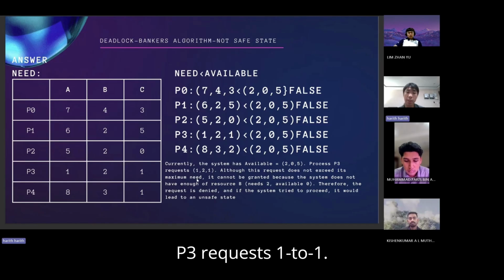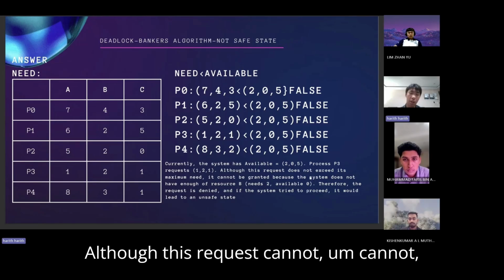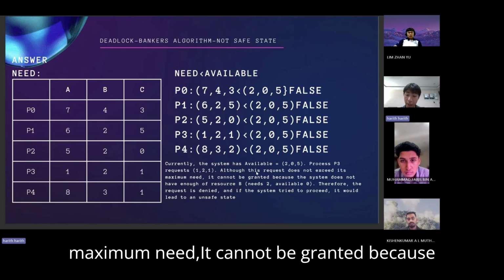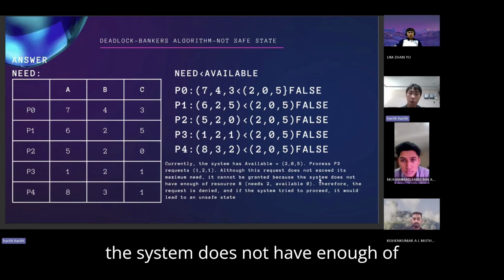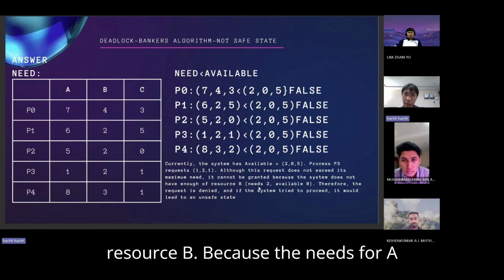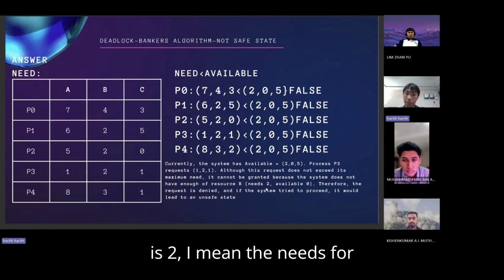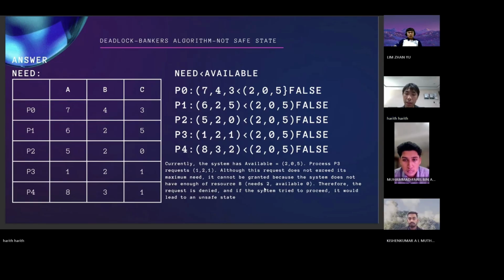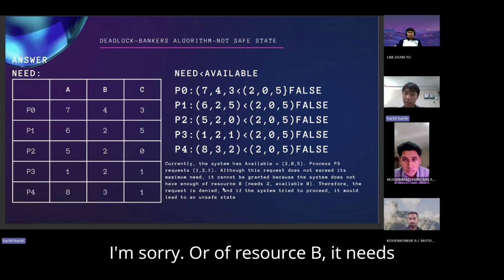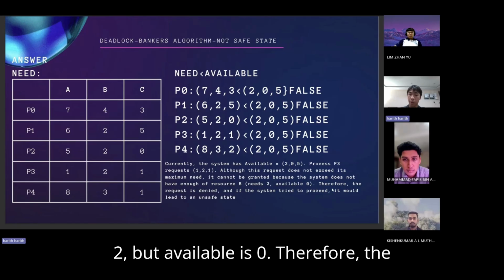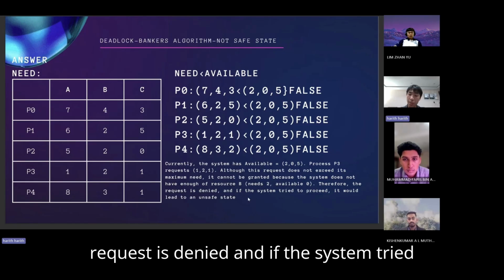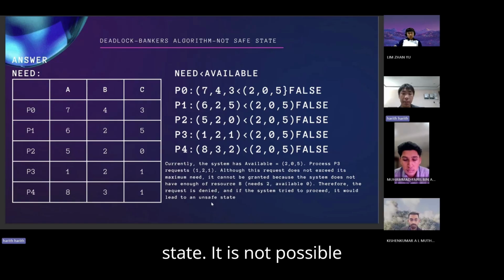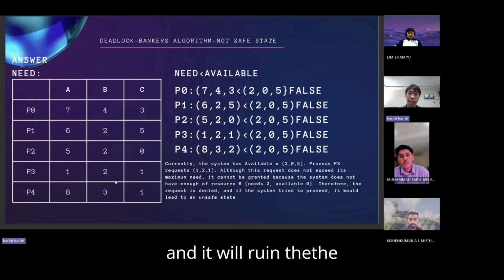Process P3 requests 1, 2, 1. Although this request does not exceed its maximum need, it cannot be granted because the system does not have enough of resource B. The need for A is 2. The need for B, of resource B, it needs 2, but available is 0. Therefore, the request is denied. And if the system tried to proceed, it would lead to an unsafe state. It is not possible, and it will ruin the processing.